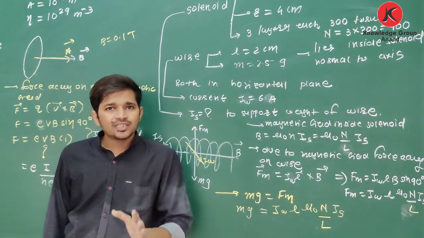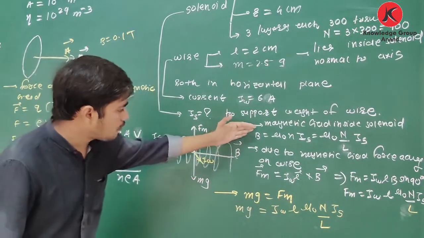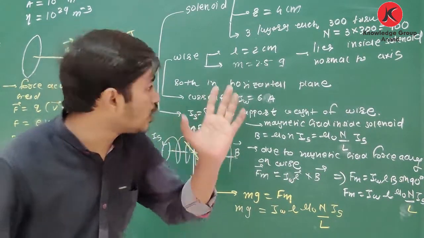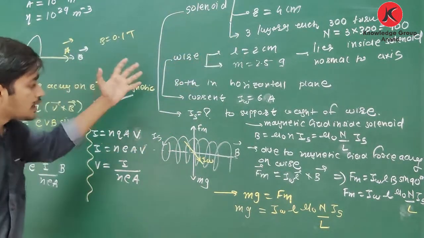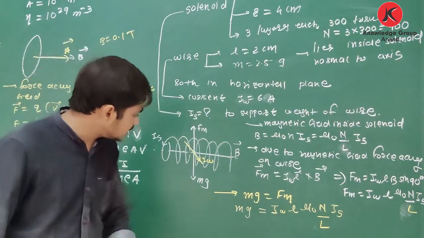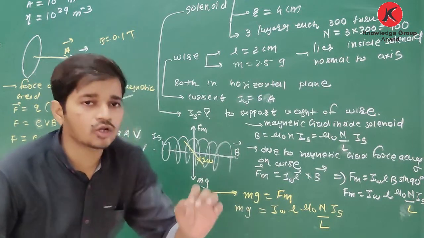Clear? So yes, students, if you understand, the solution is simple. Find Fm, then set it equal to mg. But you have to understand the question: what is given and what the figure shows. Clear about this? Yes, I think you can easily calculate this question. And if you have any doubt, contact me.